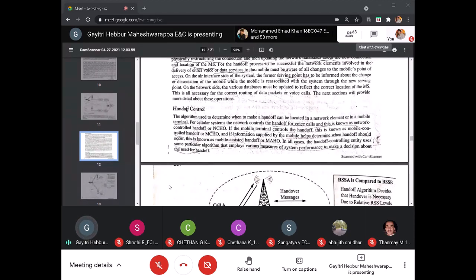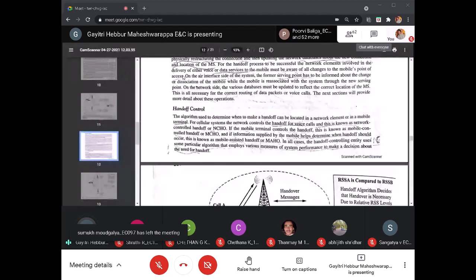Based on the received signal strength from the mobile station, the network or the base station control itself will decide, based on the threshold value or the output from the RSS or the bit error rate. All those things it is going to consider, and it will assist the network in deciding whether handoff has to take place. That is called network assisted or network controlled handoff.